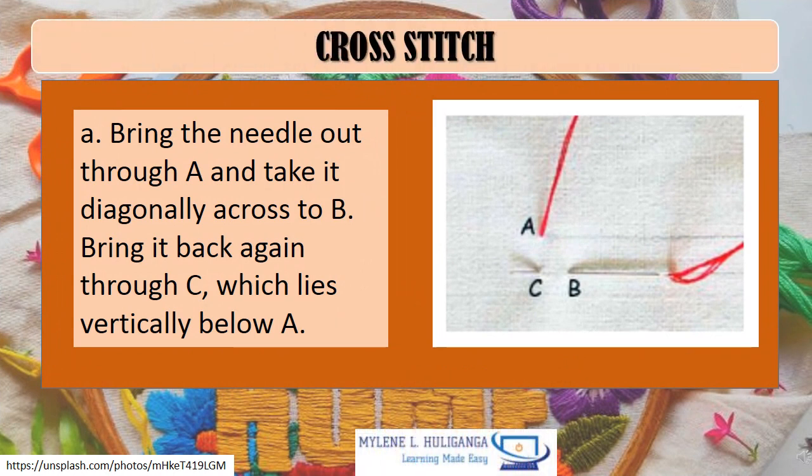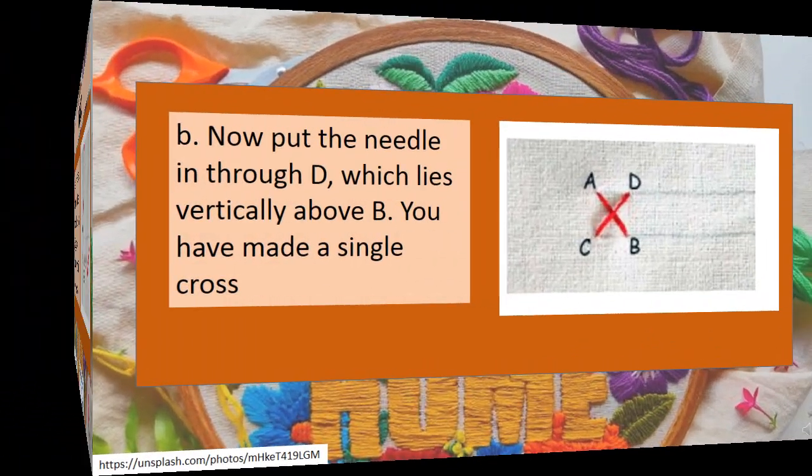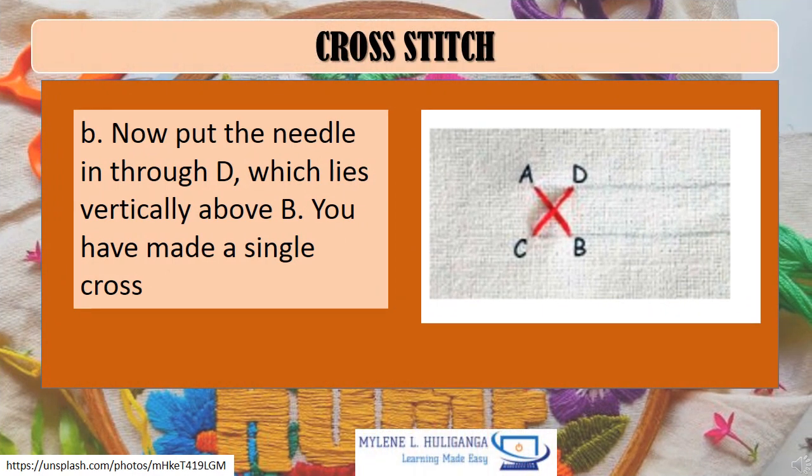Cross stitch. Bring the needle out through A and take it diagonally across to B. Bring it back again through C, which lies vertically below A. Now put the needle in through D, which lies vertically above B. You have made a single cross.